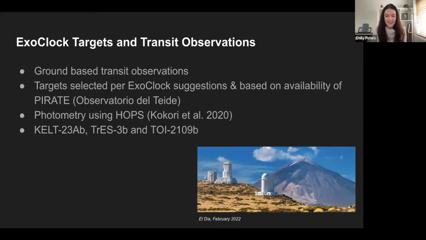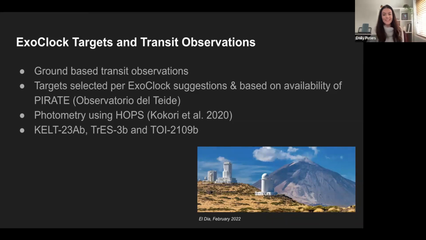So much like some of my colleagues that have already spoken today, I used ground-based observations. I used PIRATE, based in Tenerife, and followed Kokori et al.'s photometry processes using HOPS, and managed to get a little bit of data for these 3 targets.